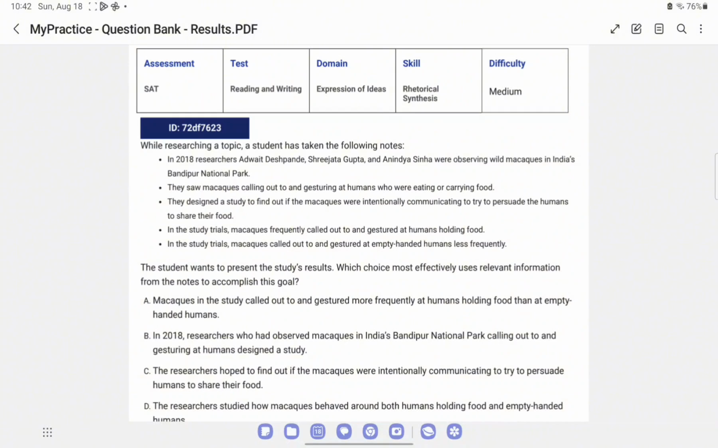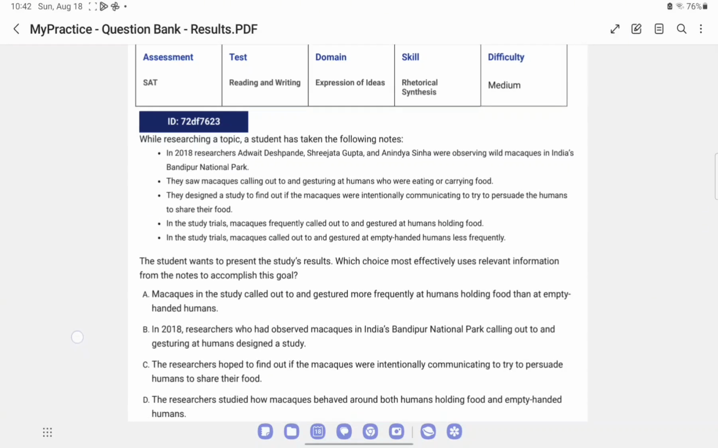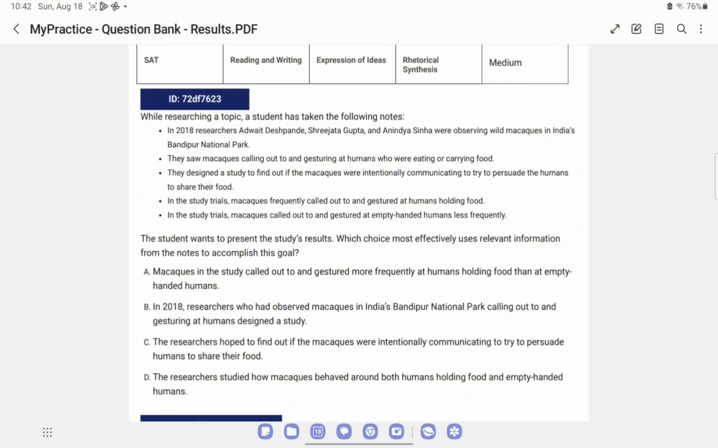Okay, C, the researchers hoped to find out if the macaques were intentionally communicating to try to persuade humans to share their food. That is not the study's results. Again, that is just prefacing the study, introducing the study, but it's not showing what the outcome of the study was. D, the researchers studied how macaques behaved around both humans holding food and empty-handed humans. That sounds like a description of the study.